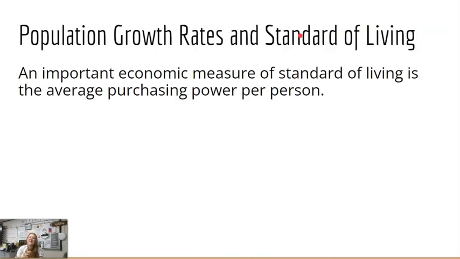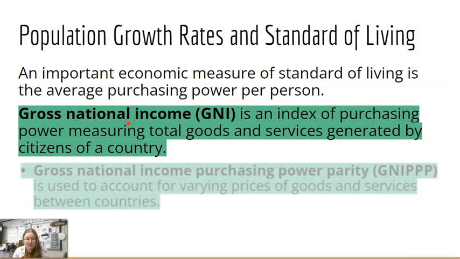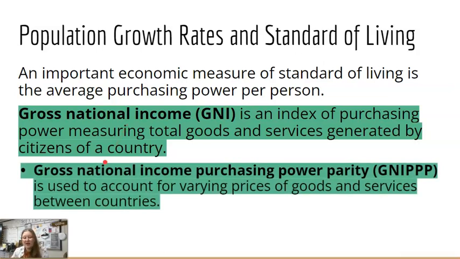So an important economic measure of standard of living is the average purchasing power per person. So how much money does a person have to use? So gross national income is GNI. It's an index of purchasing power measured by total goods and services generated by the citizens of a country. So what goods and services does that country have to offer? And then gross national income purchasing power parity, GNI-PPP, is used to account for varying prices of goods and services between countries.